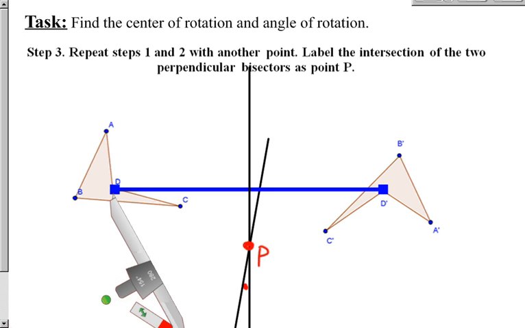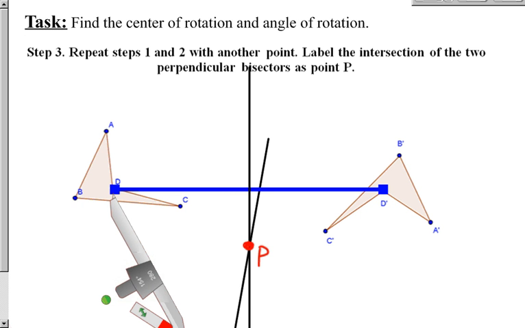So I was actually a little bit off. Well, way off, right? But that's perfectly fine. Let me get rid of my embarrassing guess. So we have P. Now the question is, what is the angle of rotation? Now that we have the center of rotation, how do we find the angle of rotation?